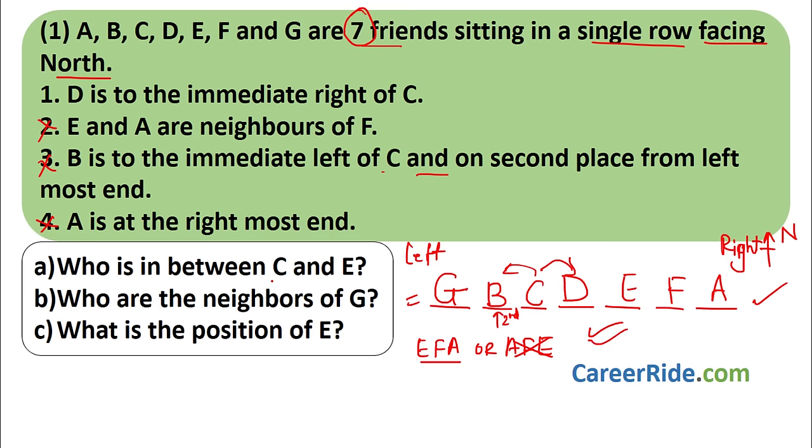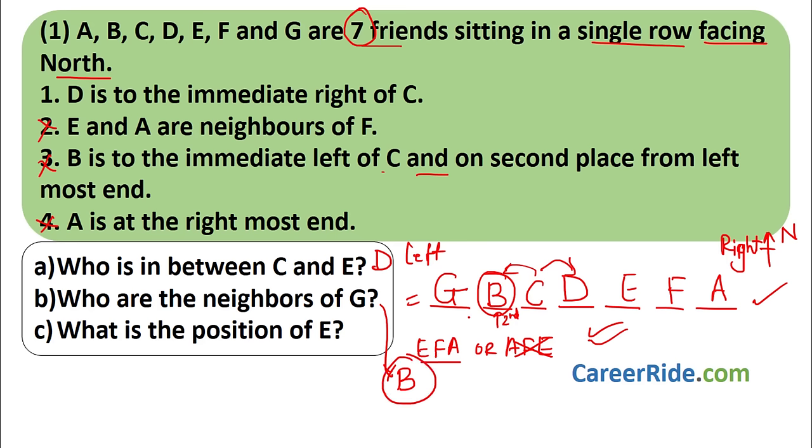Let us solve the questions. Who is between C and E? Between C and E, D is there. Answer is D. Who are neighbors of G? Neighbors of G, there is no one on the left, right? So neighbors of G would be only one. Generally we have two neighbors, here and here, but G is at the leftmost corner, so only one neighbor is there, that is B. So the answer for this is B, right?